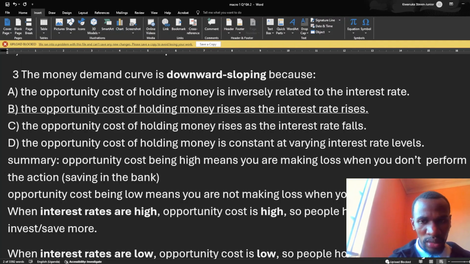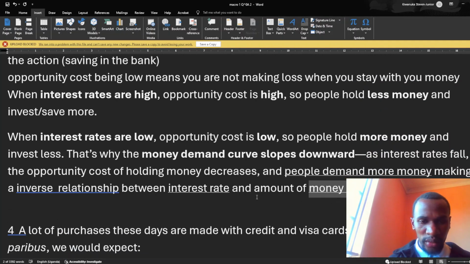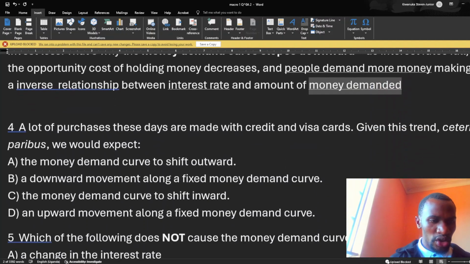It's a directly proportional relationship, while the one for interest rate and money demand is an inverse one. Why? Because as interest rate falls, opportunity cost also decreases. So what happens now? People demand more money, making interest rate and money demand an inverse relationship, because the interest rate has fallen, but the demand for money has increased. That is why it is an inverse relationship.